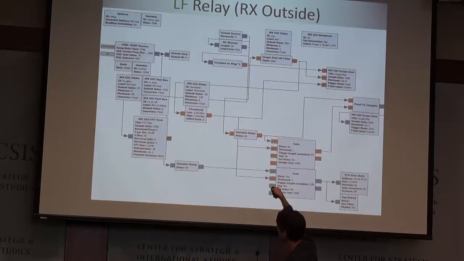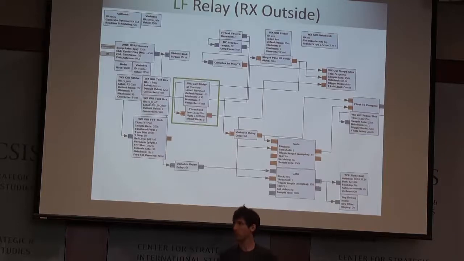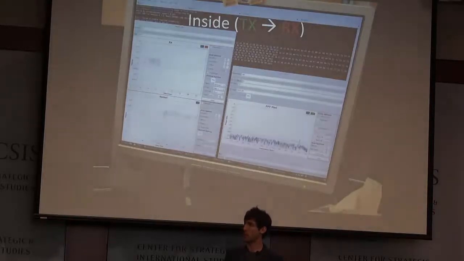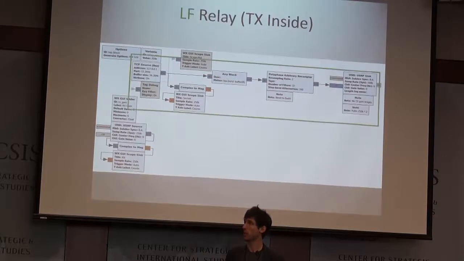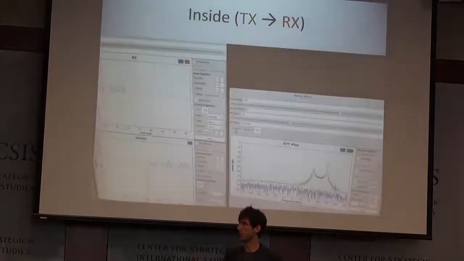So when your threshold exceeds your preset level, it'll go from 0 to 1, open up the gate, send samples through, and then ship it over the network. It's pretty basic stuff there. And then this is inside, so it's actually receiving the LF there, and then it's waiting to send the UHF signal back outside, and then the LF just gives that same thing.